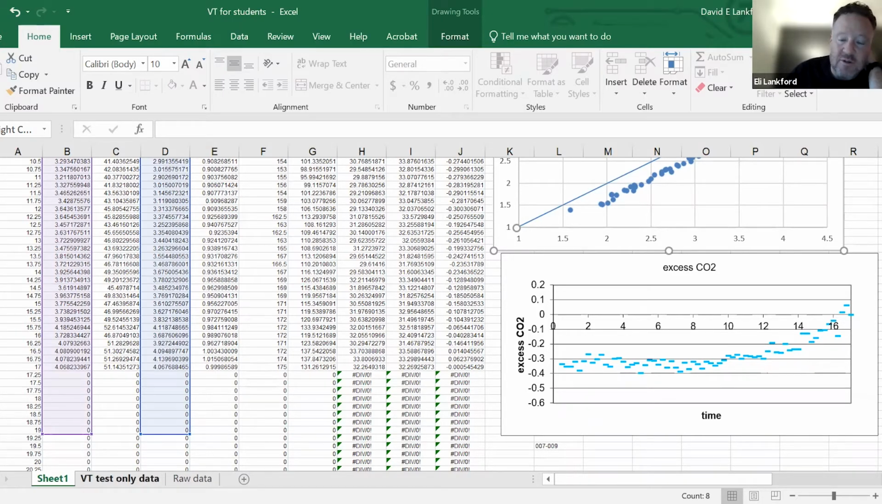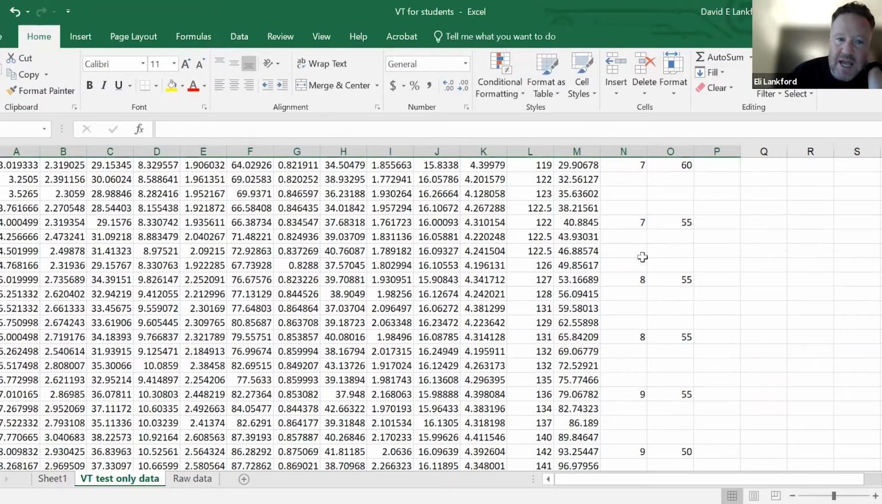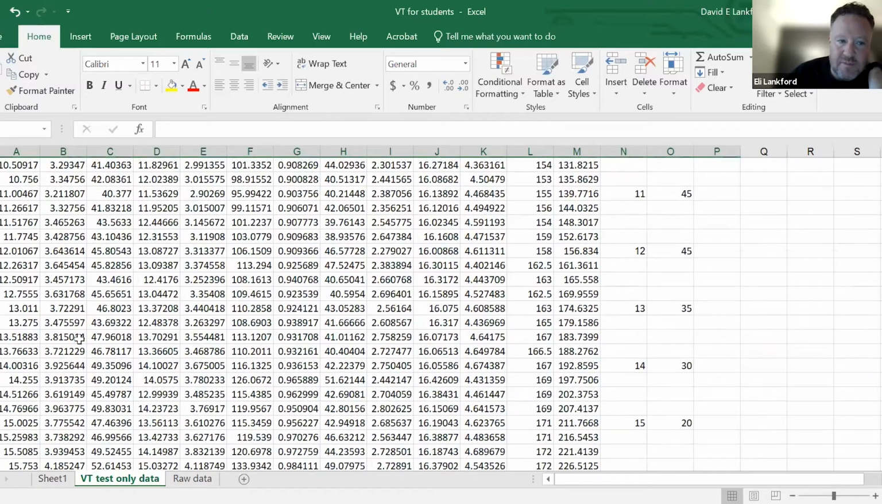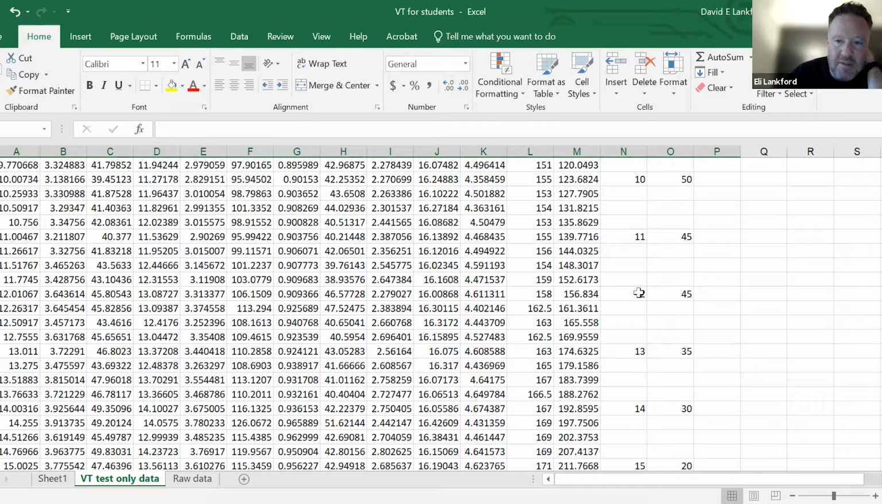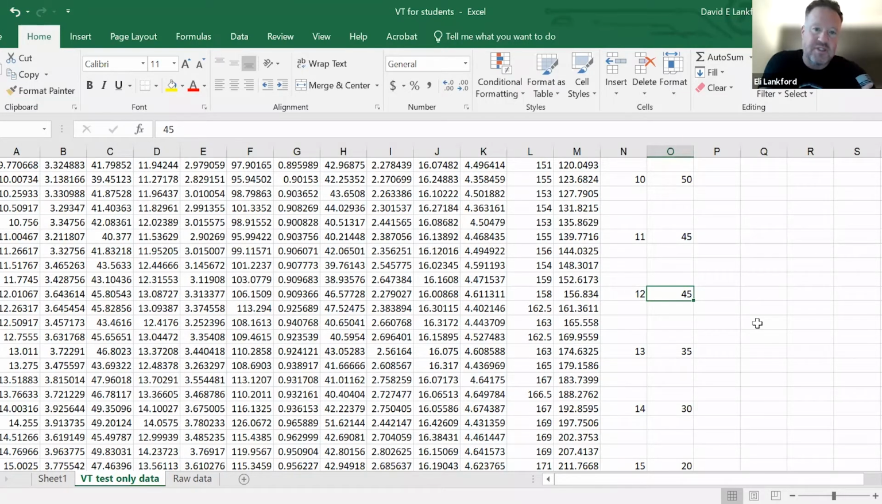The last thing I can do is go to my VT only data and ask, what happened at minute 12? At minute 12, what was the RPE? How about that, 12. And they said he could hold it for about 45 minutes. So I feel pretty comfortable saying that this person's ventilatory threshold occurred at minute 12. And what was the heart rate at minute 12? Well, it happens to be about 158, 159 beats per minute.